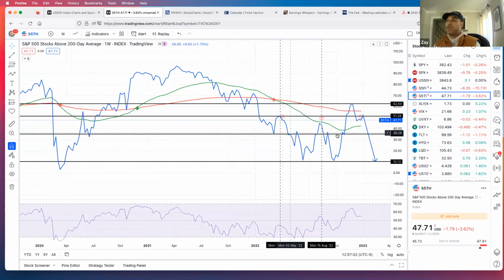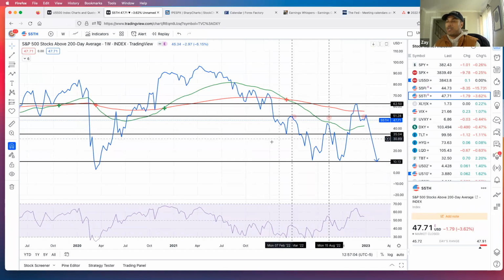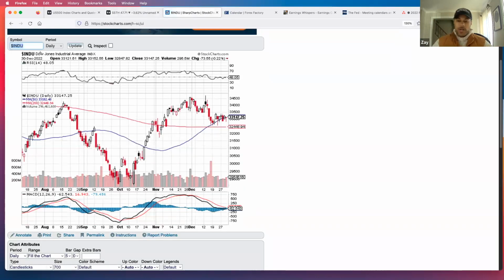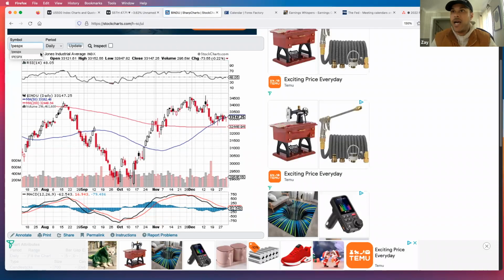So this is going to be the indicator that I will be looking to use in 2023 as well. So that's indicator number 2. So number 1 was the S5FI, then number 2 is S5TH. Those are going to be the main 2. Then number 3 is going to be the infamous PE, right?